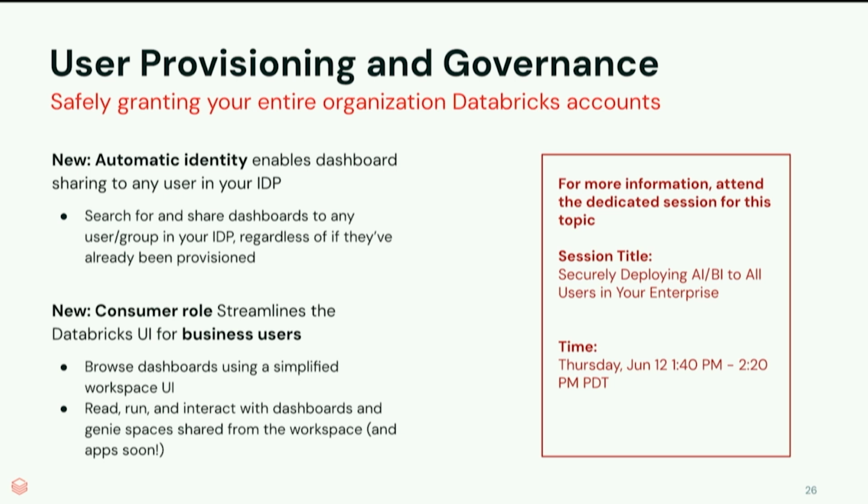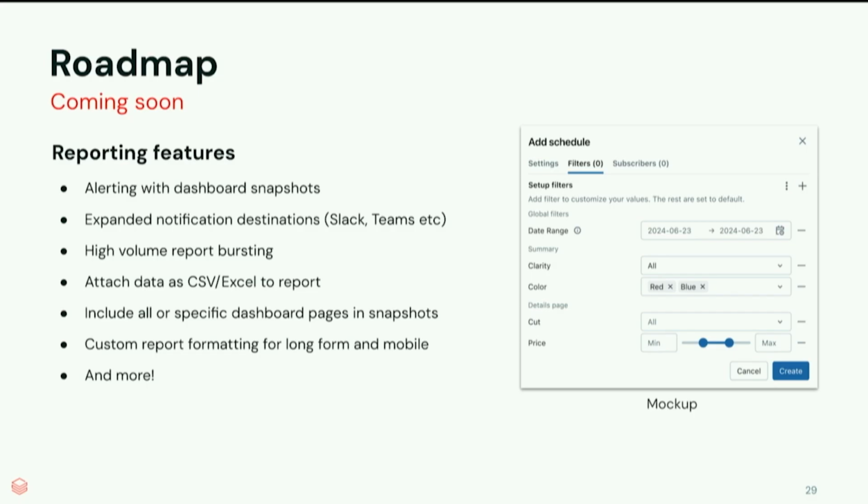And just real quick, automatic identity means if you're an Azure customer, you can start linking your identity provider to Databricks, so that when you share a dashboard, you can find anybody in that IDP. All of your colleagues would be able to be shared to. They get an invite, they accept the invite, and they get provisioned into Databricks. No more calling your admin asking, can you add this team? I need to share something with them.